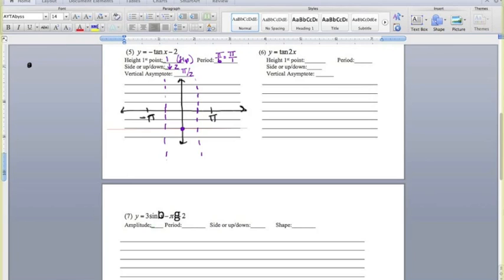And the height of our first point is 1, but it's flipped upside down. So as I go towards the right-hand side, halfway between our point and the asymptote, I have a point down 1. And as I go to the left, halfway back, I have a point up 1.